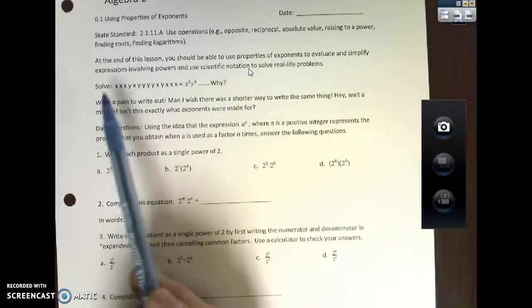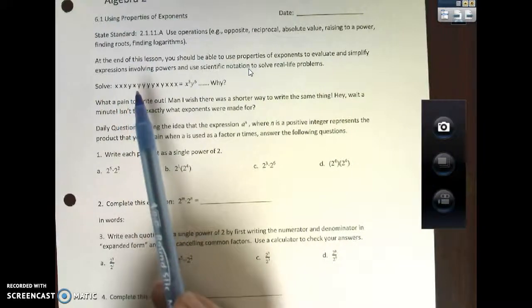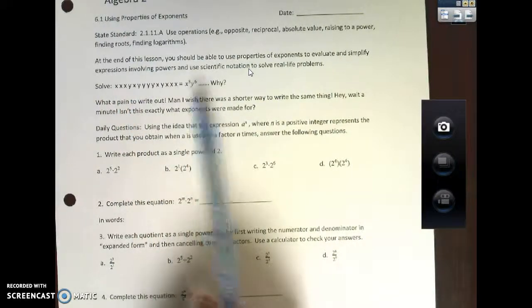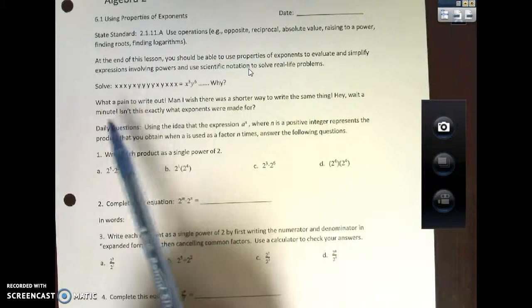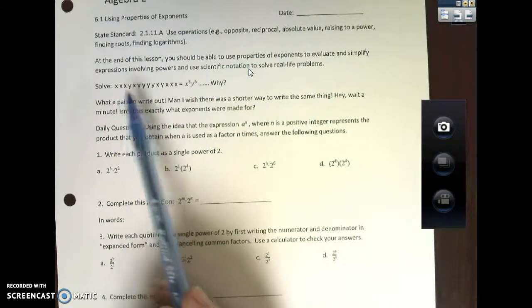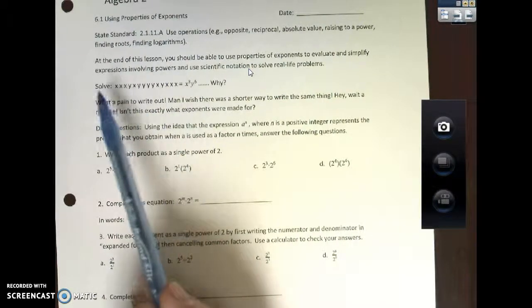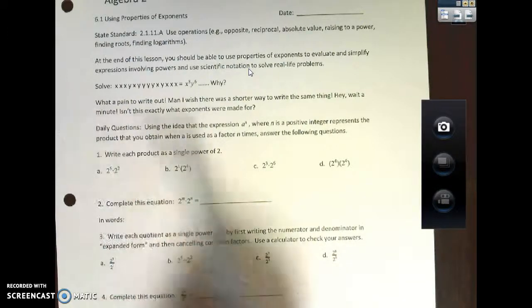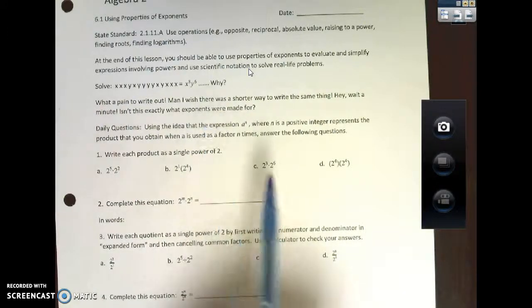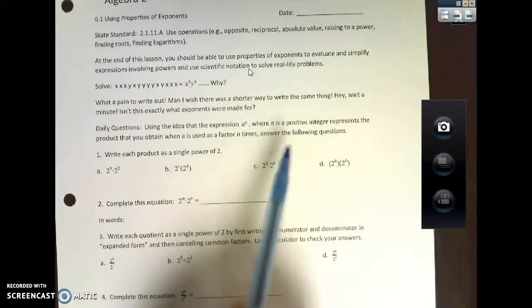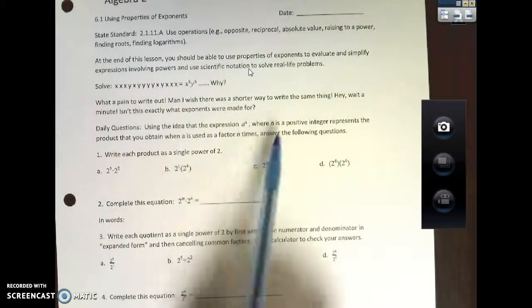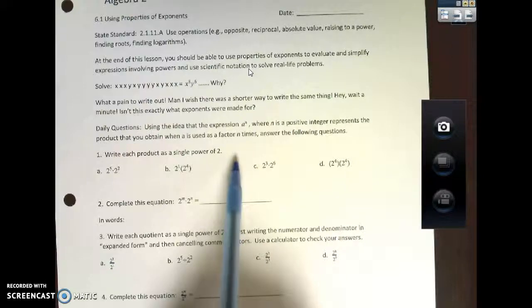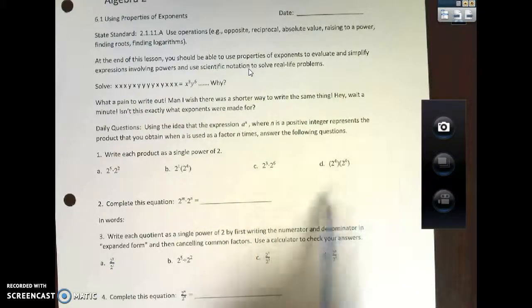So here it says solve x times x times x times y times x times and so on, which equals x to the 8th y to the 6th. How much of a pain is it to write it out like this? I mean, it really is. If I asked you to write out x to the 20th times y to the 31st, you don't want to write out 20 x's and 31 y's, okay? So we need a shorthand way to do this. So that's why we have exponents. It allows you to rewrite it so that you can condense it down and it makes it easier to work with.